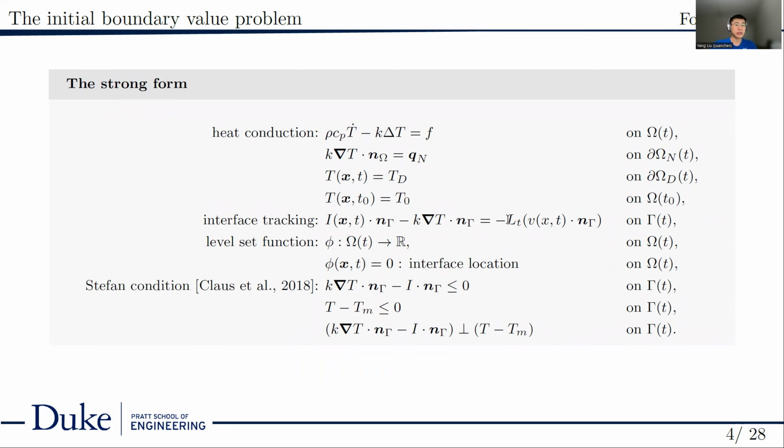The level set function is used to track the moving interface, and this so-called Stefan condition is used to make sure that the material is only removed if the temperature reaches melting temperature TM, and the material is only removed and not added to the surface.